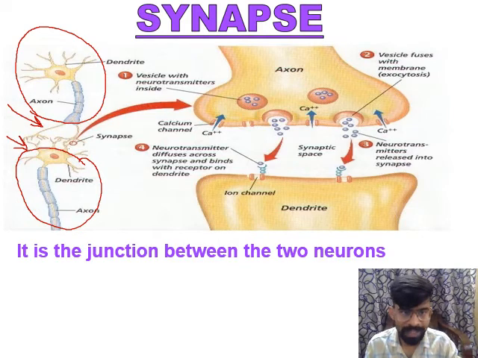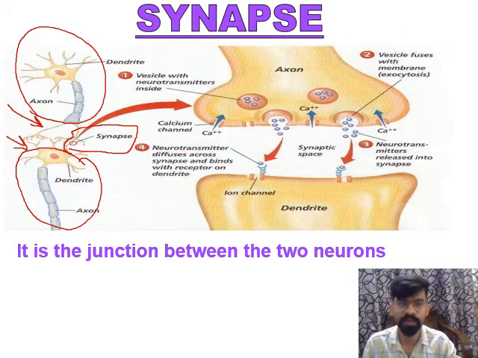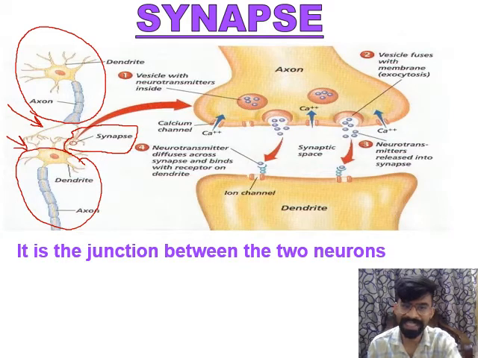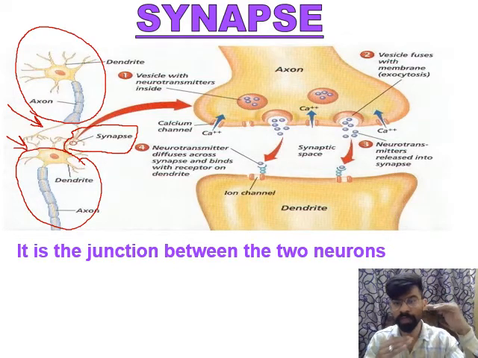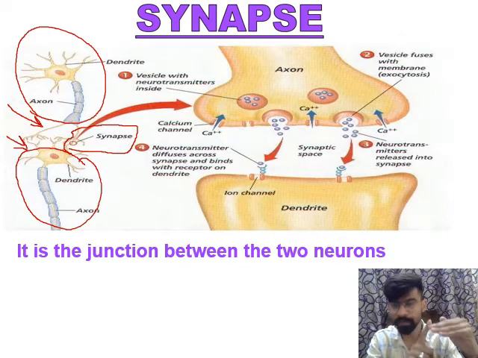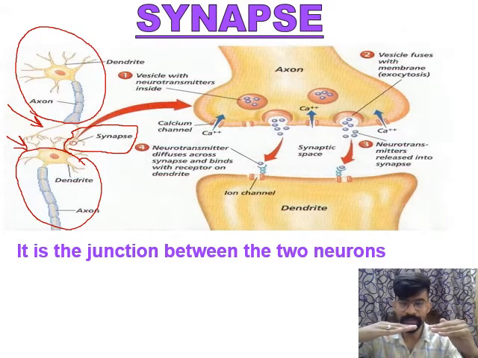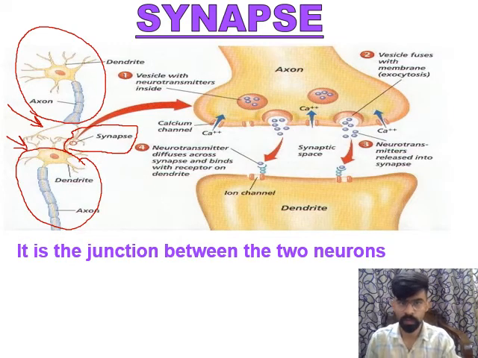So you can see there is a gap between the end of the first neuron and the starting of the second neuron, and this gap is known as synapse. Synapse is the junction between two neurons. This is the end part of the first neuron, this is the starting part of the next neuron, and this is the gap. Hope you understand that.